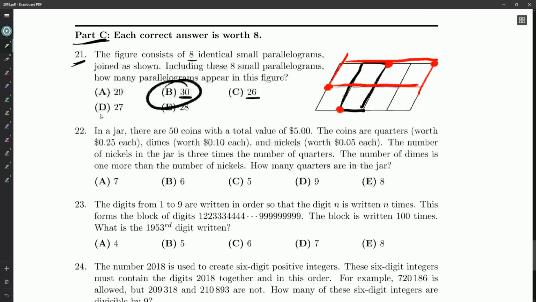So up next, we're going to continue looking at our Gauss paper. We're going to look at question number 22. I'll see you there.